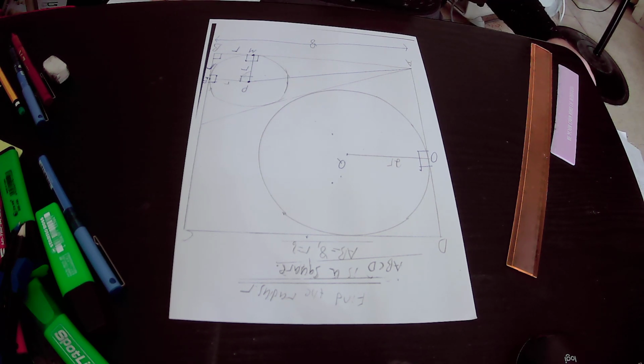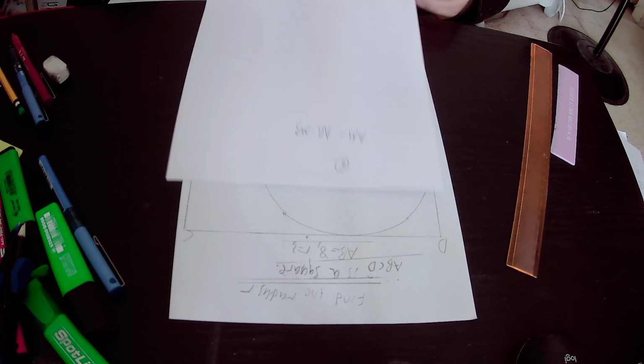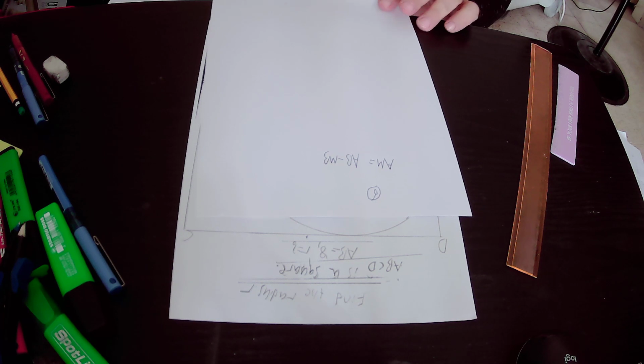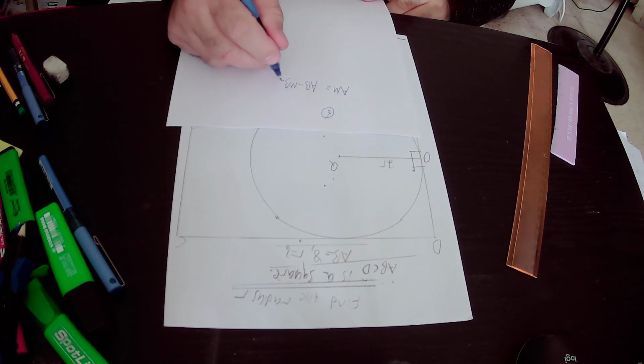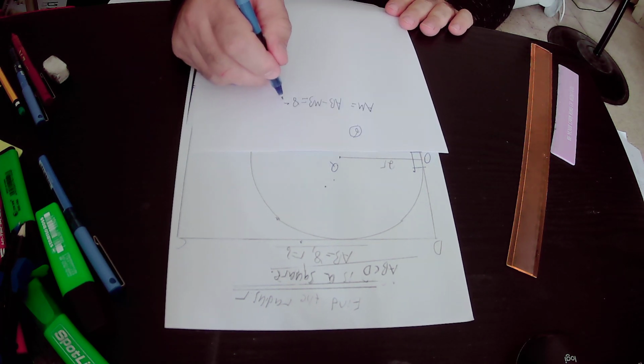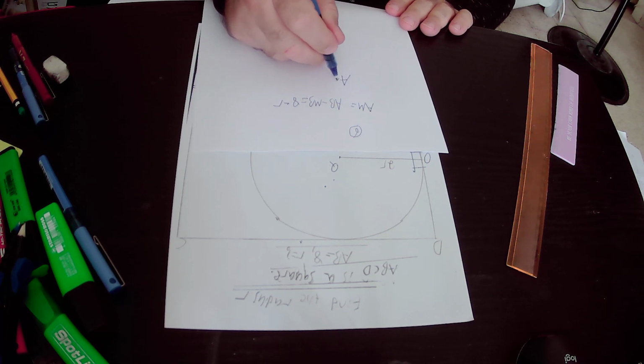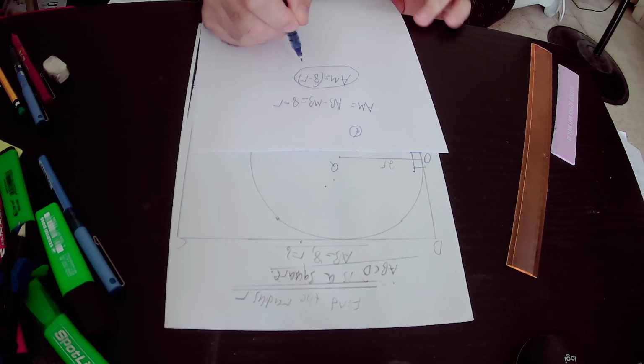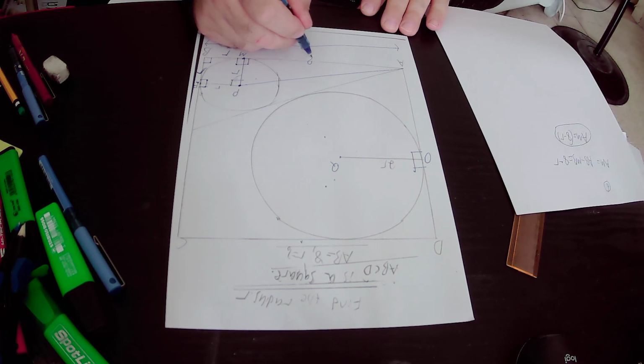So AM equals AB minus MB, but we know that AB equals 8 units and MB equals R, the radius of the small circle. So actually we found out that AM equals 8 minus R. Okay, so we can write here that AM equals 8 minus R.